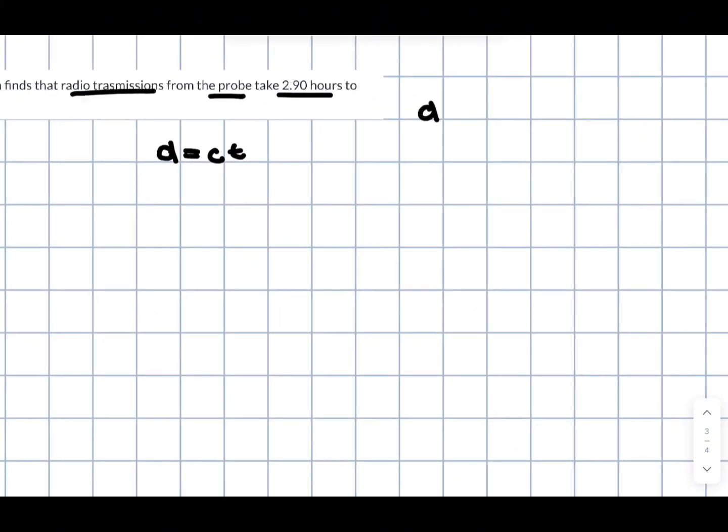Alright, so first I want to start off by writing down an equation that might be of use for us since we're going to use the speed of light constant. So we have d equals c times t. And then I want to go ahead and define some variables. So the first is d, which is our distance, and it's measured in meters.